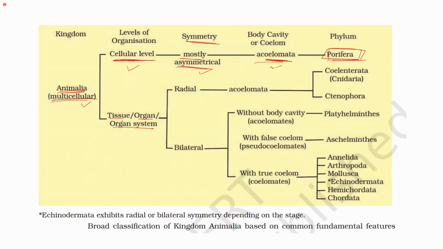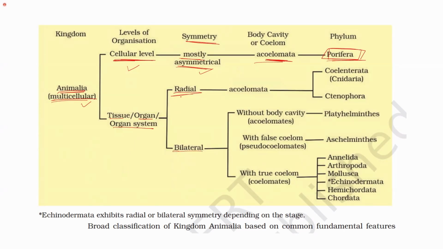They are acoelomates. They do not have a body cavity present, right? So these are the basic characteristics of the phylum Porifera, and we have the tissue level of organization, and the organ or organ system level of organization. Those organisms can then be classified on the basis of symmetry. They may either have radial symmetry or bilateral symmetry.